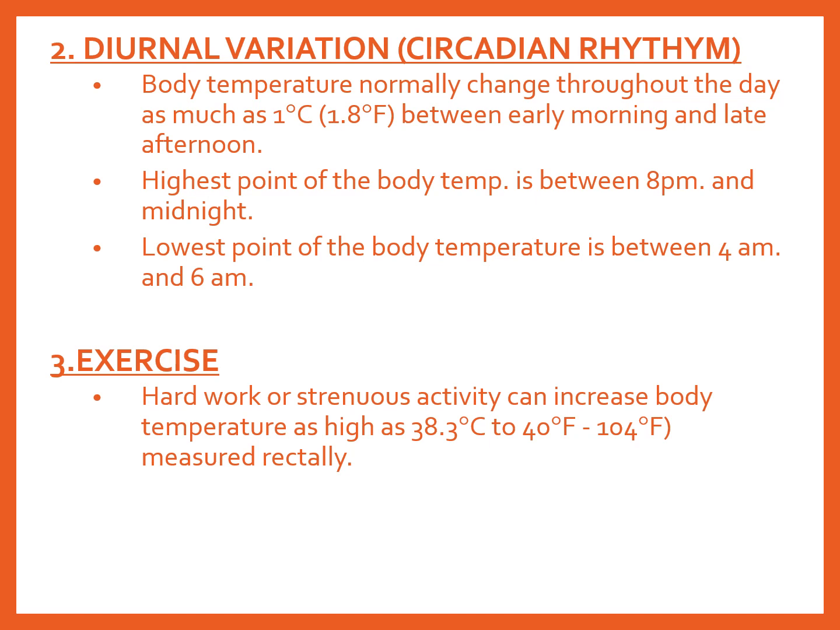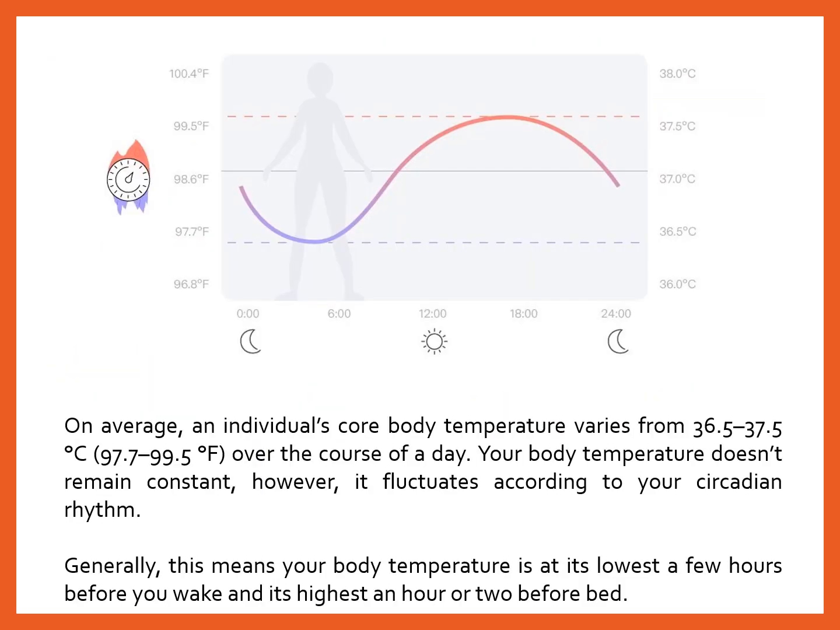Hard work or strenuous activity can increase body temperature as high as 38.3 degrees Celsius to 40 degrees Celsius if measured rectally. On average, an individual's core temperature varies from 36.5 to 37.5 degrees Celsius over the course of the day. The temperature doesn't remain constant, however; it fluctuates according to your circadian rhythm. Generally, this means your body temperature is at its lowest a few hours before you wake and its highest an hour or two before bed.